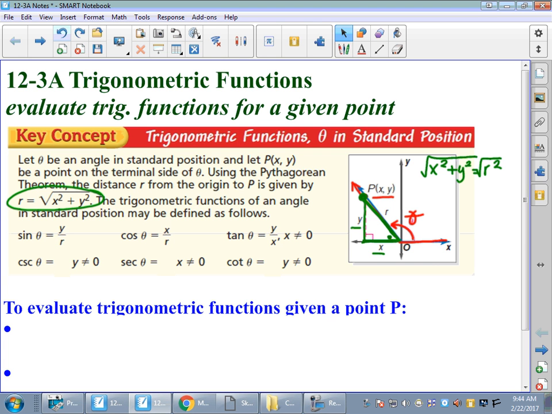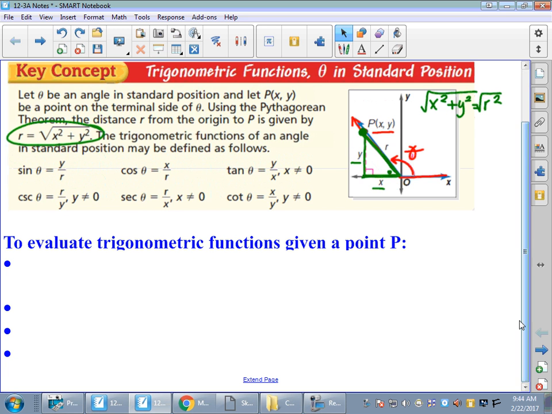For cosecant is buddies with sine, so you're just going to flip them around. R over y. Again, y can't be 0. Secant r over x, and cotangent x over y. So those are the buddies. So you can kind of use sine, cosine, tangent to find cosecant, secant, cotangent.